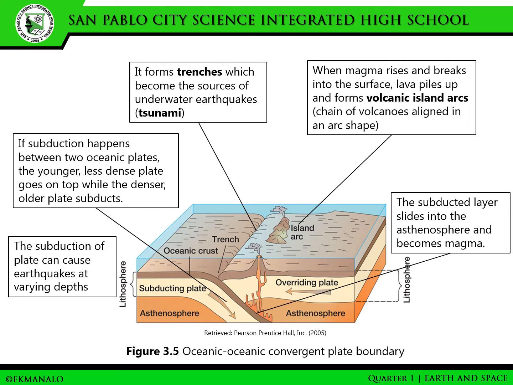And when the time comes that magma rises and breaks into the surface, lava piles up and forms volcanic island arcs. Volcanic island arcs are chains of volcanoes aligned in an arc shape. Also, it forms trenches, which become the source of underwater earthquakes in the form of tsunami.